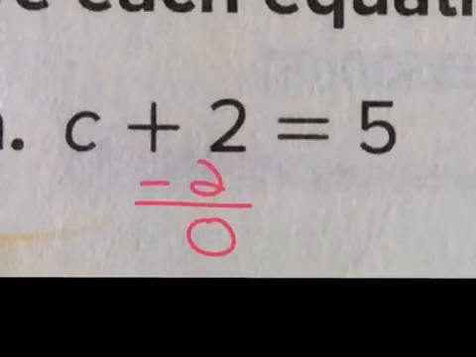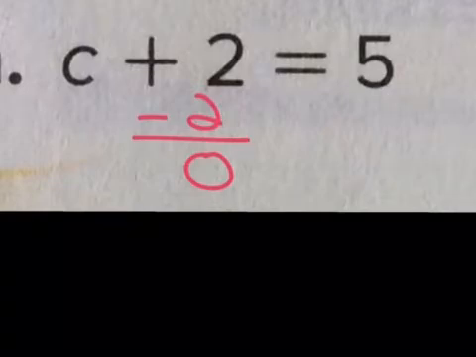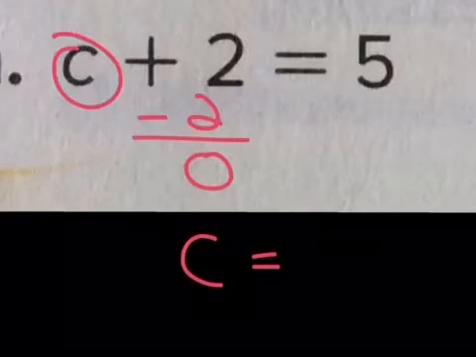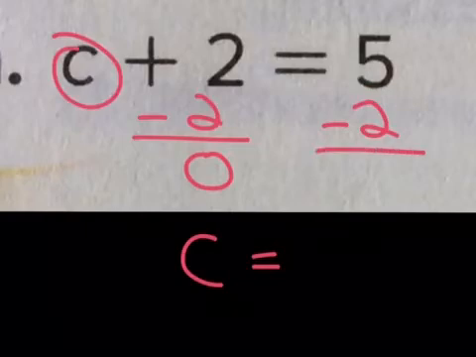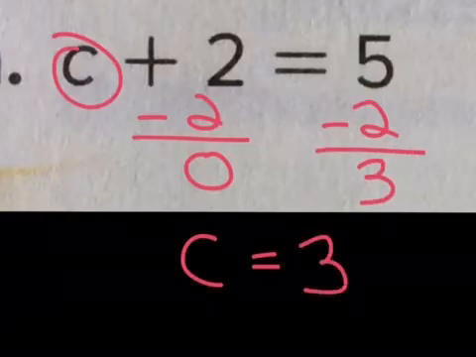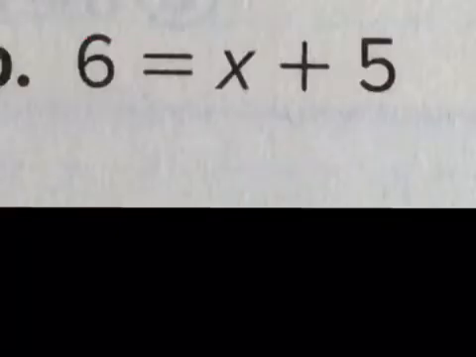I'm going to do the opposite. I know that 2 is being added, so I'm going to subtract it out. It gives me 0, and all I have left now is c. I'll write it equals, and I subtracted on this side, so I must subtract on this side as well. So it's minus 2, and I get 3. So c equals 3. 3 plus 2 is 5. That's correct.